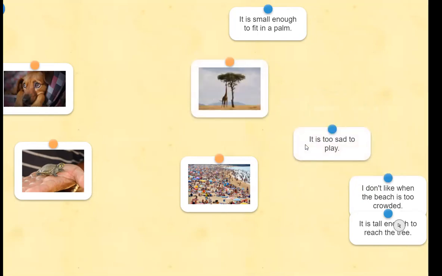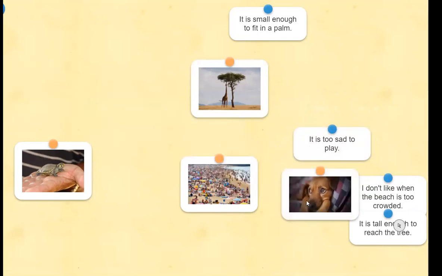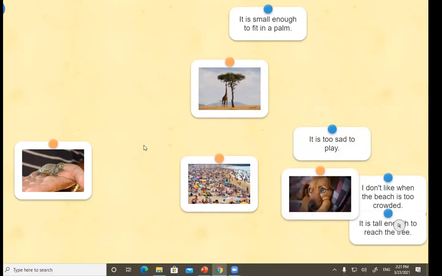It's too sad to blame. Look, the dog seems to be sad. Who can read this? Badr bin Faisal bin Libda? Yes, teacher. I have good boys here. Badr and Asiri and so on. It's too sad to play. Do you think the dog is happy now or sad? Sad means unhappy. It cannot play. The dog is too sad to play.